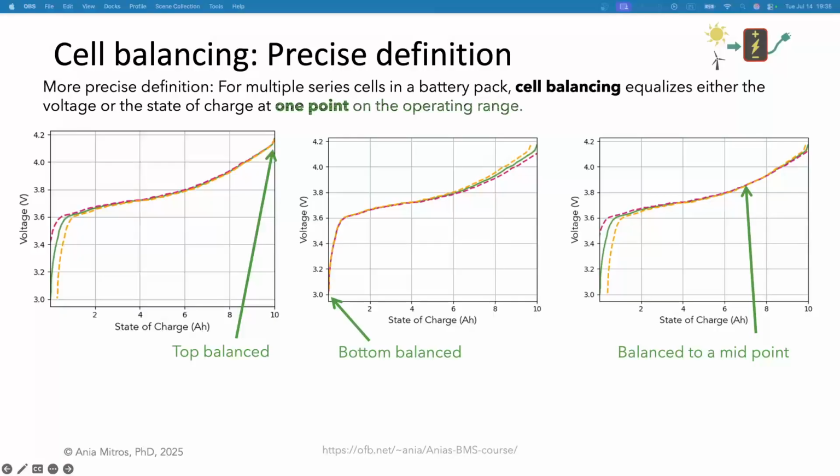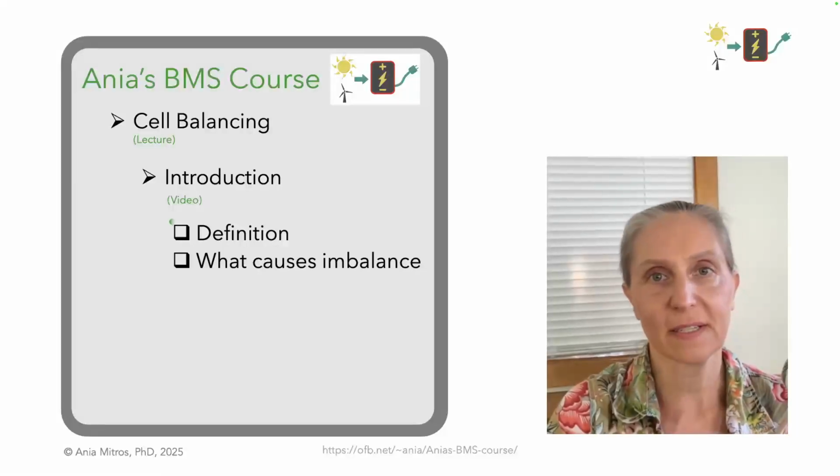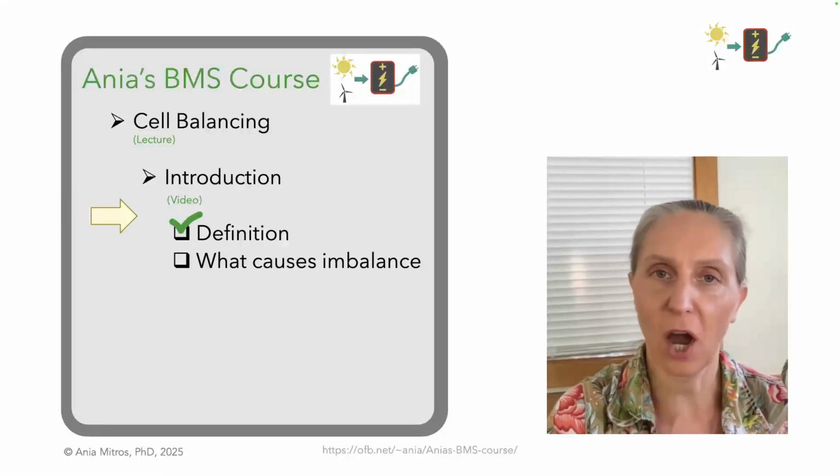A more precise definition of balancing is that it equalizes either the voltage or the state of charge at one point on the operating range. Top balancing is in a sense ideal since it maximizes the total power we can extract from the battery pack. Since power is voltage times current, operating at a slightly higher voltage as with a top balanced pack provides slightly more power. Next, we'll discuss some processes that cause imbalance.